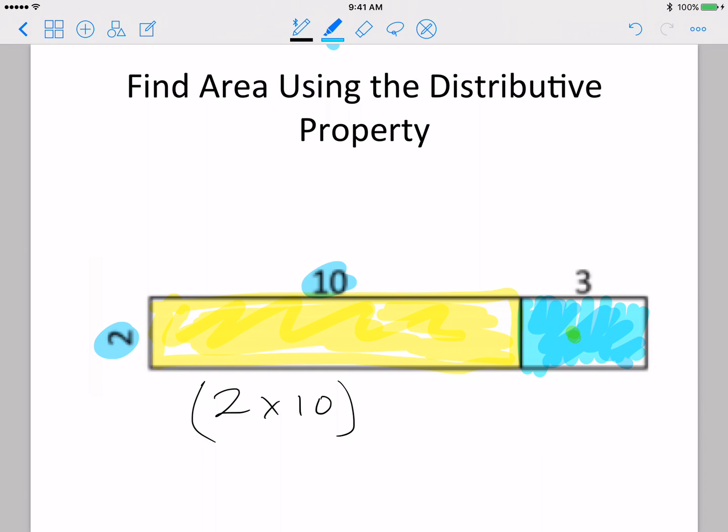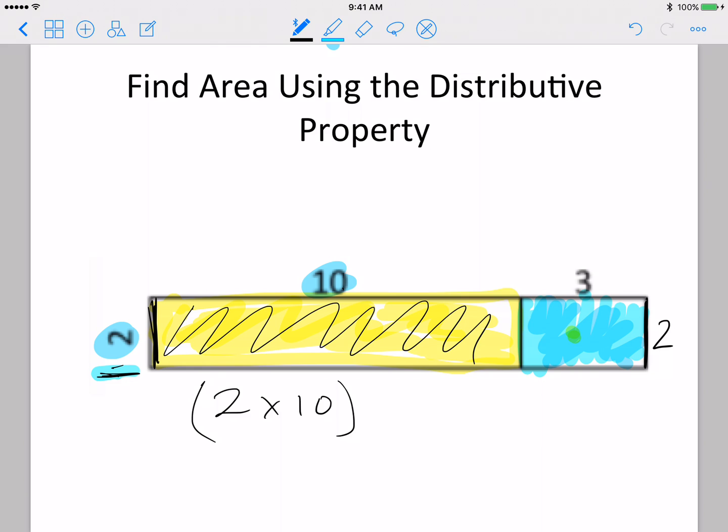We know one side length is 3. We don't know what the other side length is, but really we do because there's a 2 here. We know that this side length, because this is a rectangle, and this side length are equivalent. So if this is 2, this is also going to be 2. We can just go ahead and write that in. And so we have 2 times 10 as the area of this rectangle. We're going to add that to the area of this rectangle, which is going to be what? Length is 3, width is 2.